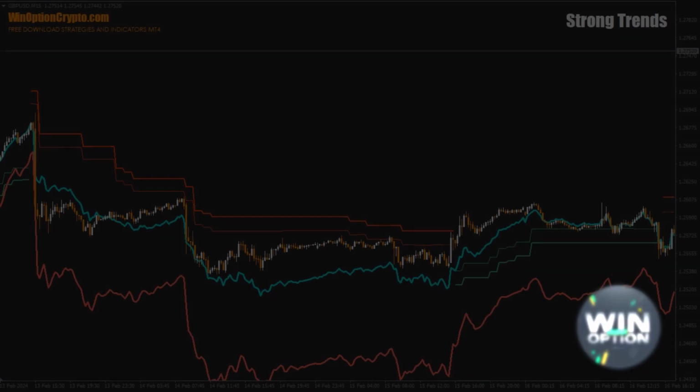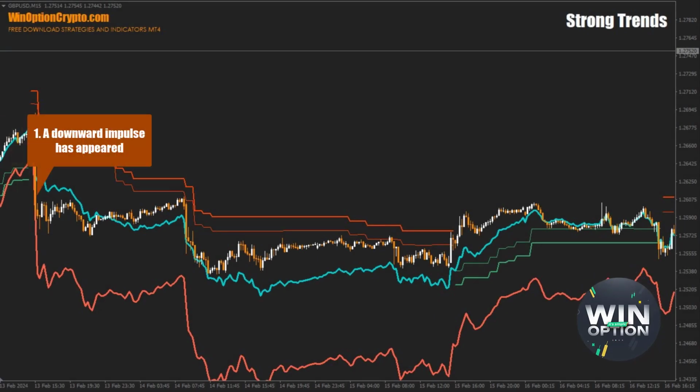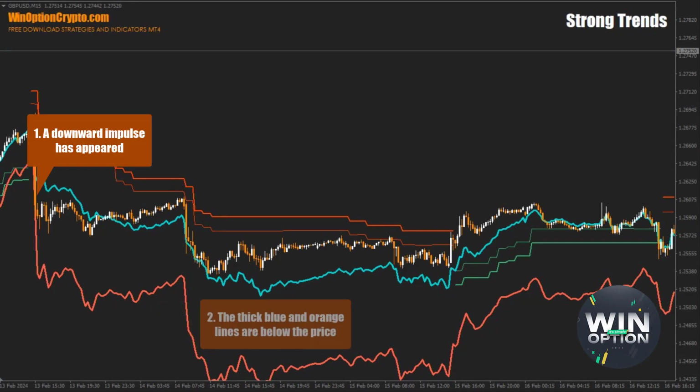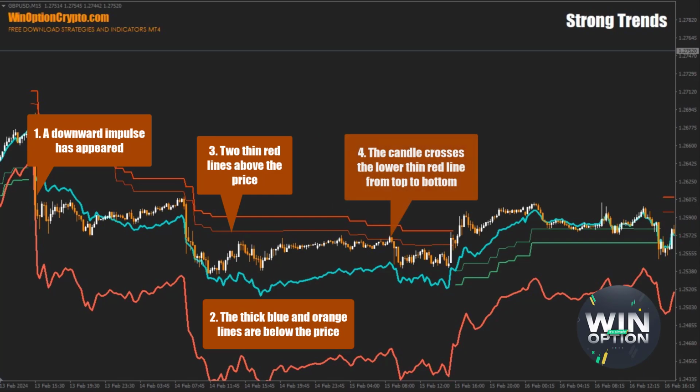To buy put options, you need to: 1. Wait for a downward price impulse. 2. Thick blue-orange lines drop below the price, indicating a strong downward trend. 3. There are 2 thin red lines above the price. 4. The last candle crosses the lower thin red line. 5. At the opening of a new candle, we buy a put option.